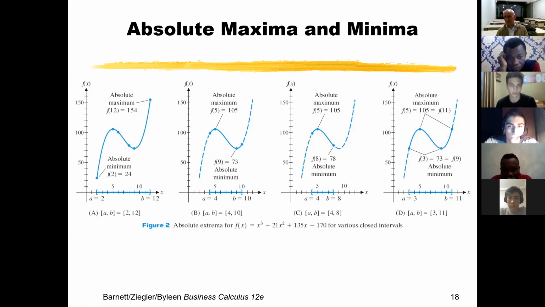So what can we say? When can the absolute maximum and absolute minimum appear? They can appear at the points of local extrema or at the endpoints. The first example is when we have both at the endpoints. The second is when we have both the absolute maximum and absolute minimum at the points of local maximum and local minimum. And here we have the absolute maximum at the point of local maximum, and the absolute minimum at an endpoint. The endpoint here is 8.